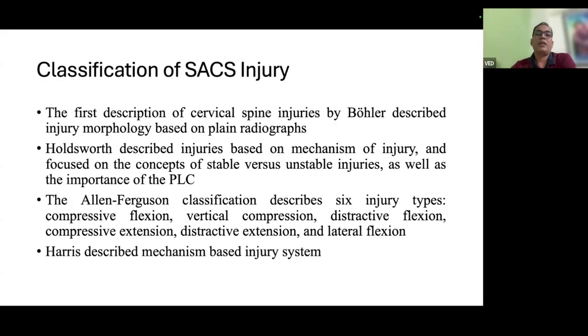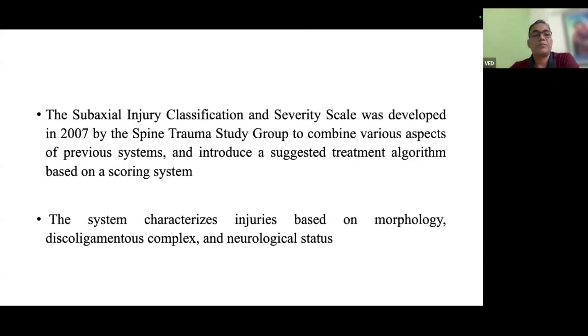Classification of subaxial cervical spine injury has been very well covered by Dr. Mayank, so I will just touch upon it. First, the description of cervical spine injury given by Bohler described injury morphology based on the plain radiograph. It also described injuries based on mechanism of injury and focused on the concept of stable versus unstable injury, and the importance of the posterior ligamentous complex. The Allen and Ferguson classification describes 6 injury types: compressive flexion, vertical compression, distractive flexion, compressive extension, distractive extension, and lateral flexion. Harris describes the mechanism based on the injury system.